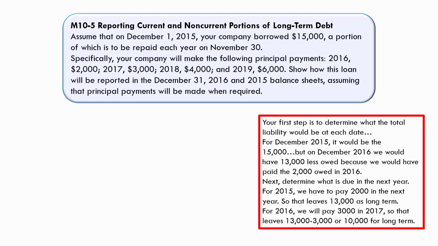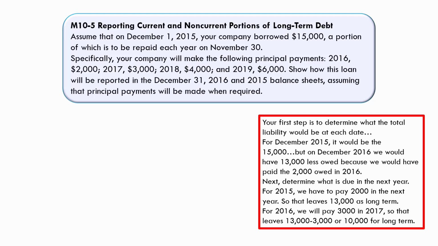On December 1st of 2015, your company borrowed $15,000, a portion of which will be paid on November 30th of each year. Specifically, the payments are going to be $2,000 in 2016, in 2017 $3,000, 2018 $4,000, and 2019 $6,000. And the question is, how is it going to look on the financial statements, not December 31st of 2015, but 2016 and 2015. So we're going to have to do 2 years.